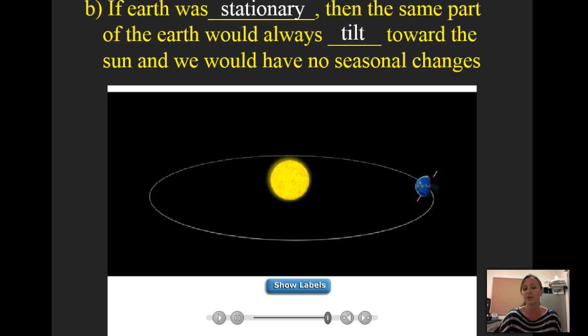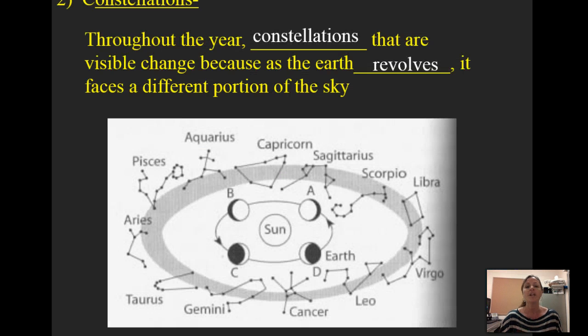So it's not just the tilt alone, it does have to do with the revolution of the Earth around the sun. The other piece of proof that we have that we are revolving around the sun has to do with the constellations that we see in the night sky. And the constellations are a grouping of stars and they form certain shapes. And that's what we call a constellation. They change throughout the year, and we know that because our Earth is revolving around the sun. So every time we go around the sun, we're facing a different portion of the sky.